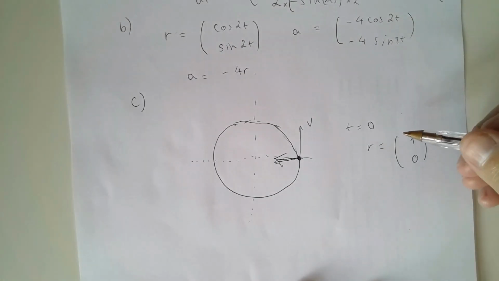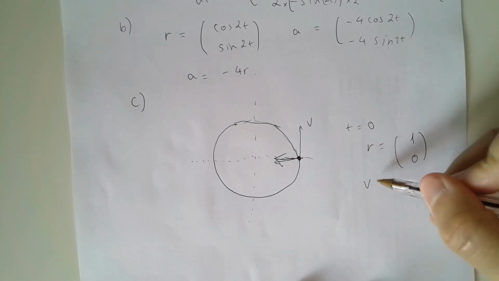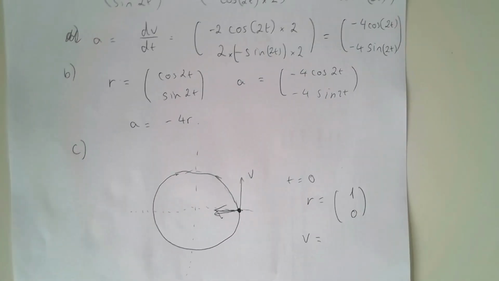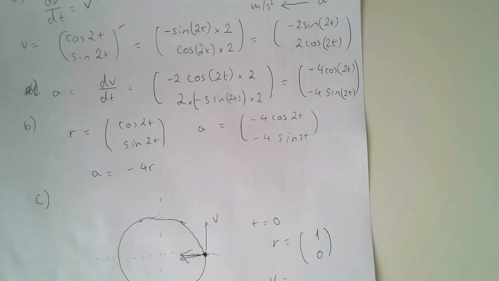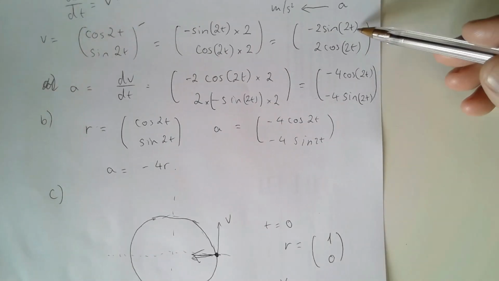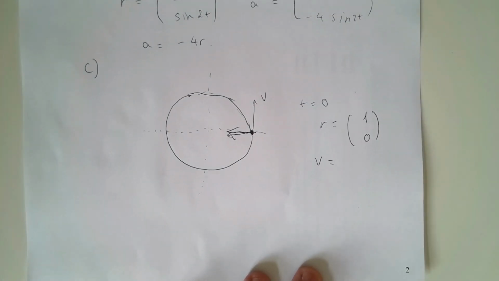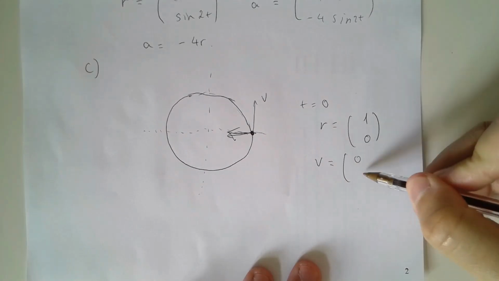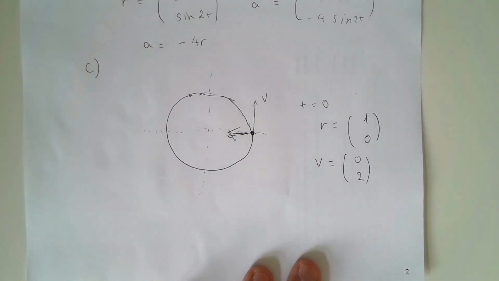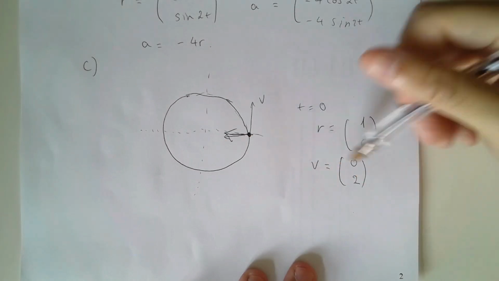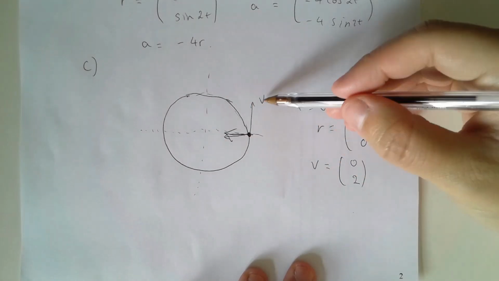Now, how about v? Look at the v equation, substituting t equals 0 here. I get 0 and 2. So you can see it is 0 and 2. Looking at 0 and 2, the direction of the velocity is across nothing, but you're going to go up by 2. That's v. And how about a?